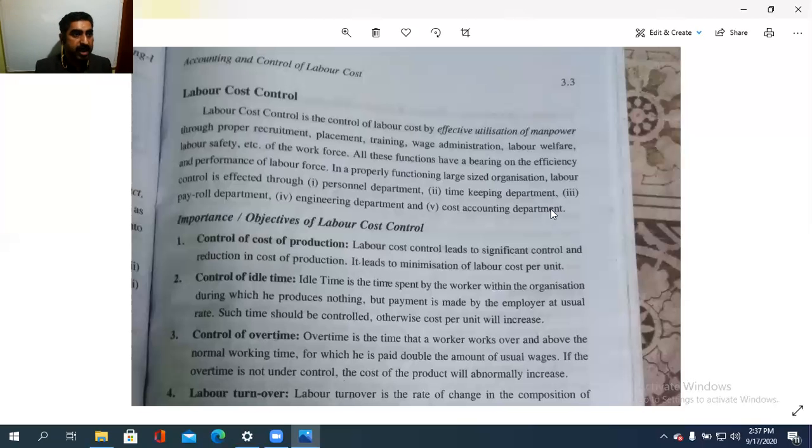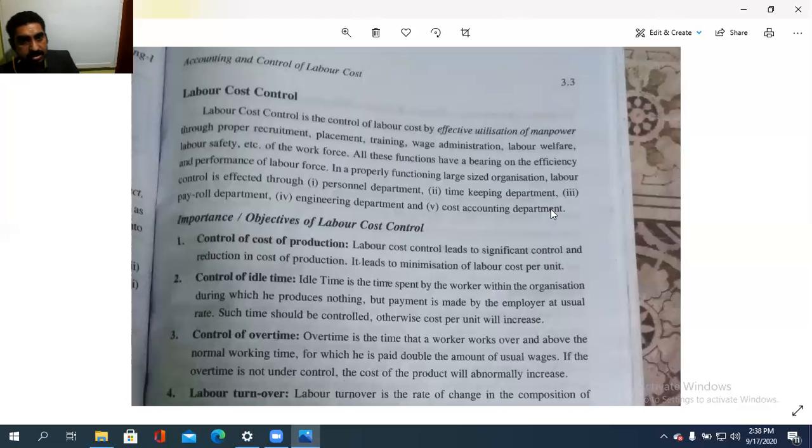Controlling the labor cost by effective utilization of the manpower, like proper recruitment, proper selection, proper training to be given, then wage administration. Labor welfare, labor security, safety, whatever be the thing, all should be undertaken in order to control the labor cost to the minimum.